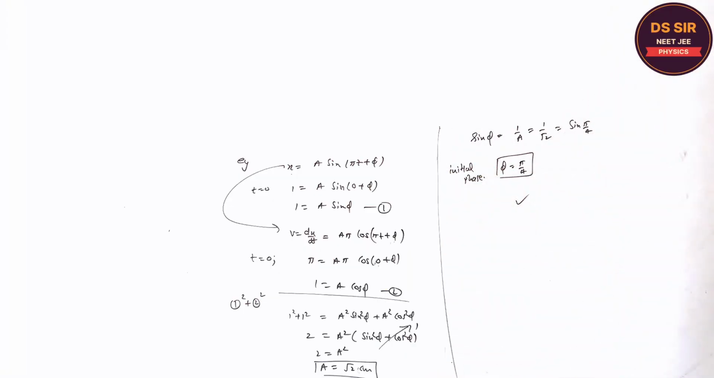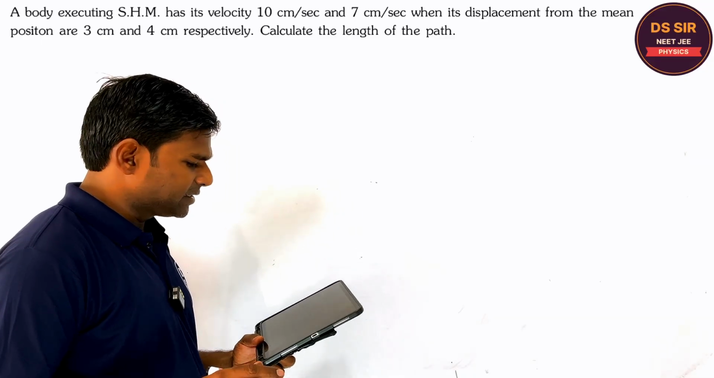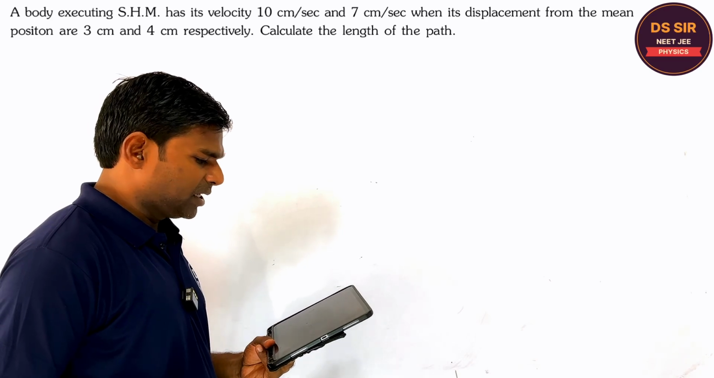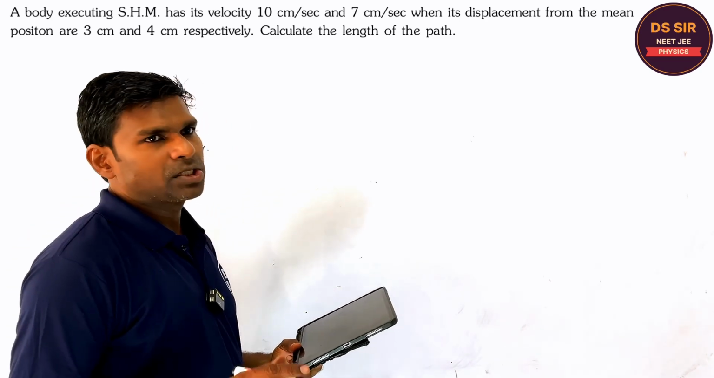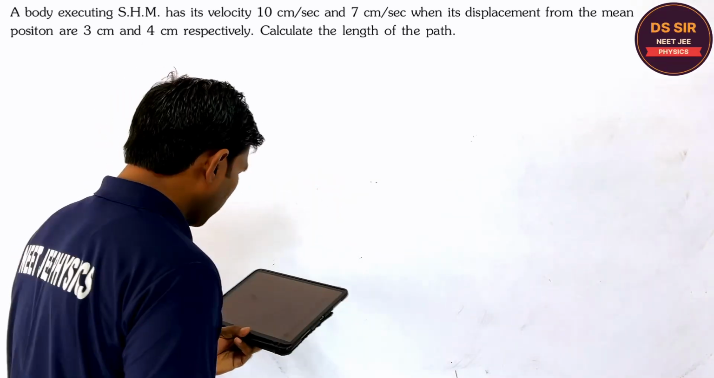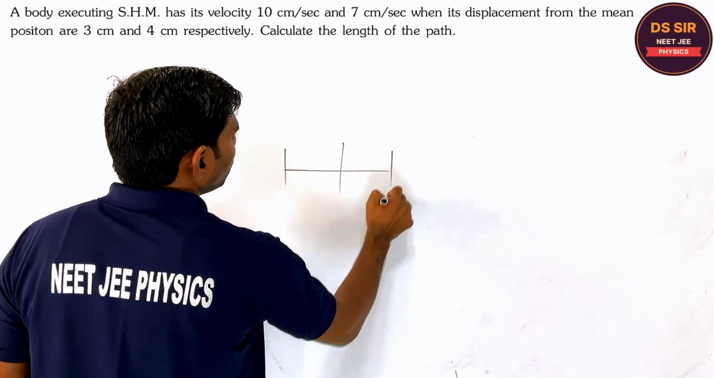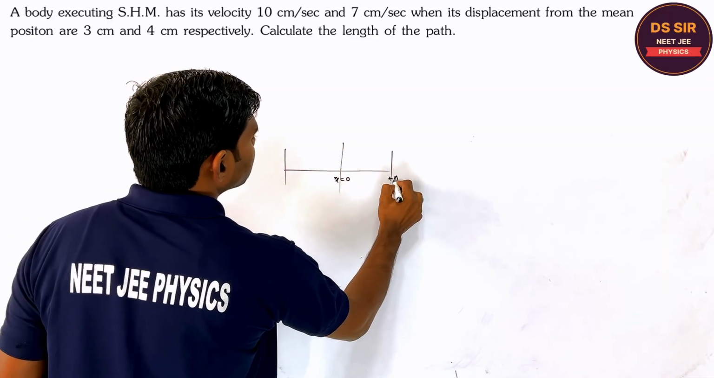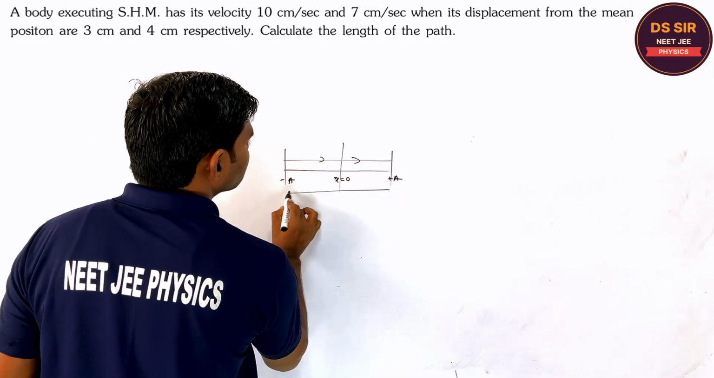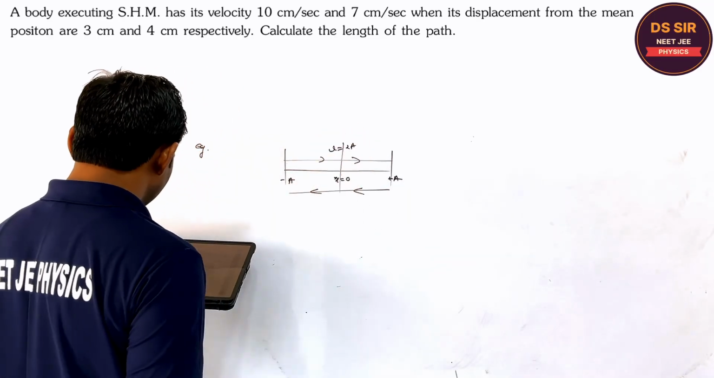Copy this. In the next example, a body executing SHM has its velocity 10 centimeter per second and 7 centimeter per second when its displacement from mean position is 3 centimeter and 4 centimeter respectively. Calculate the length of its path. Listen one thing: when a particle is performing SHM, this is the mean position, this is plus A and this is minus A. The particle is executing SHM like this, so the length of the path is 2A. This is the first thing.